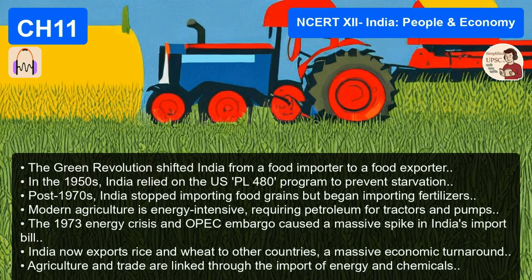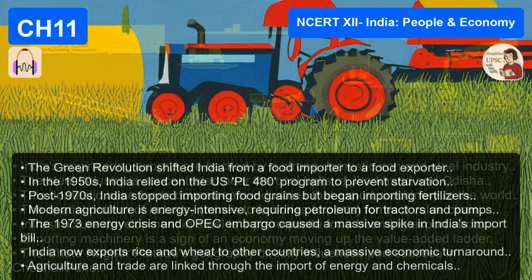Okay, let's take the listeners on a virtual tour. I want to visualize this map. Let's start on the west coast, way up north in Gujarat. We have Kandla. What is Kandla's story? Kandla is a child of partition.